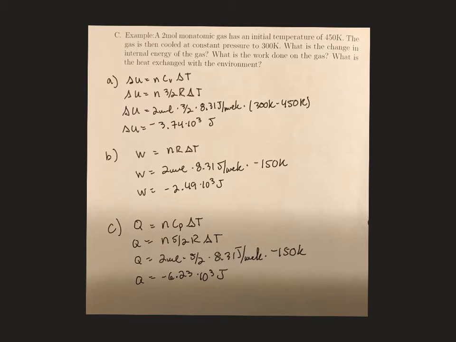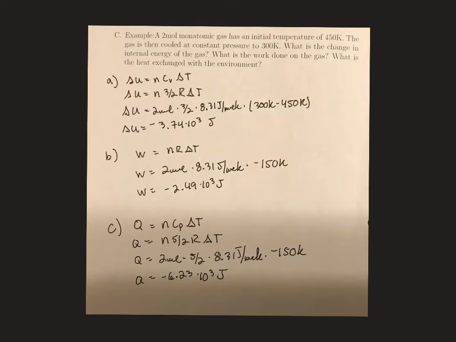In this example problem, we have 2 moles of a monatomic gas that's initially at 450 Kelvin, and the gas is then cooled at a constant pressure. Constant pressure tells us it's isobaric, to 300 Kelvin. We want to know what the change in internal energy of the gas is, what the work done on the gas is, and what is the heat exchanged with the environment.